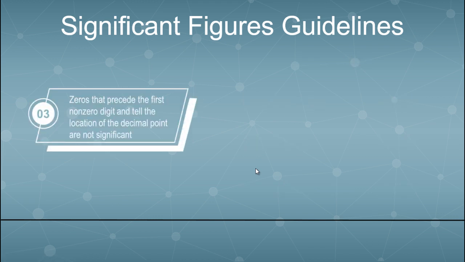Zeros that precede the first non-zero digit and tell the location of the decimal point are not significant. Medyo libog, pero let's take a look at examples. So, we have 0.51. So, look at zeros that precede. When we say precede, class, kana siya nag-una sa non-zero. So, kana kunong zero nga nag-una sa dili zero, unya, nag-tell siya asa dapita ang decimal point.